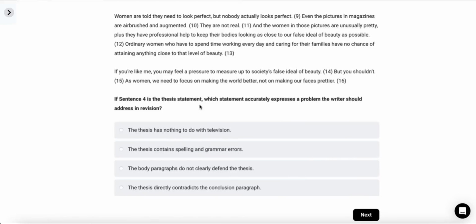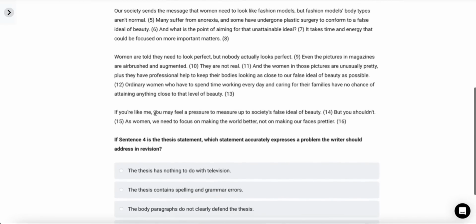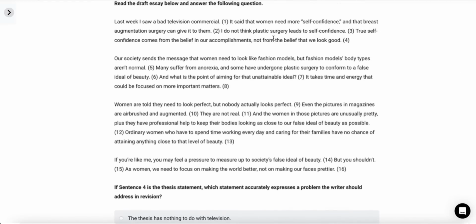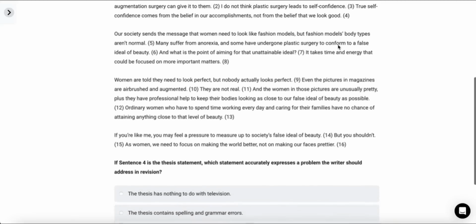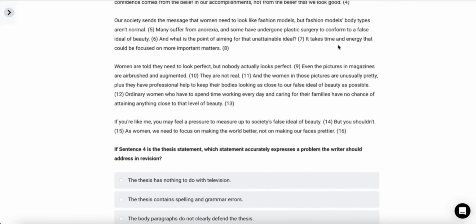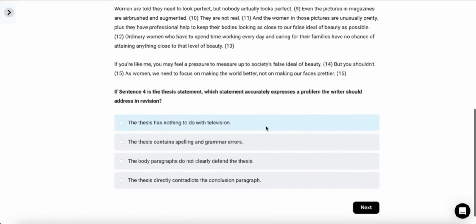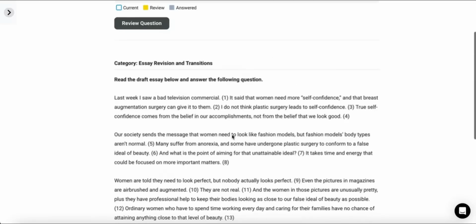If sentence 4 is the thesis statement, which statement accurately expresses a problem the writer should address in revision? Let's look at the fourth sentence. True self-confidence comes from the belief in our accomplishments, not from the belief that we look good. So remember that a thesis is the main idea of a passage. So how can the writer change this in a revision? The thesis has nothing to do with television.